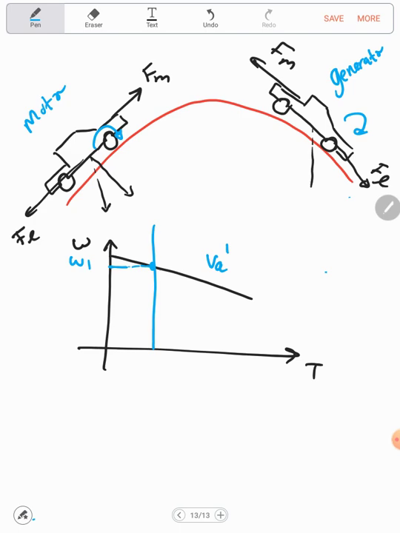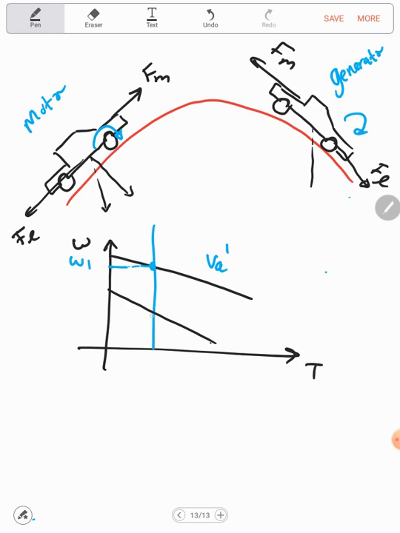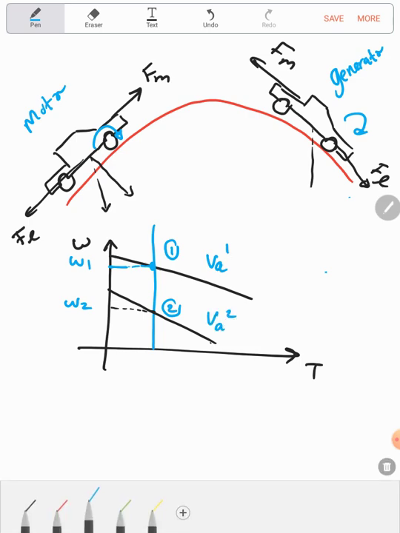So, reducing the speed means that I need to go to this voltage. Let's assume that this is the line of the voltage that I will choose in order to operate at this speed, which corresponds to omega 2. So I need to go from 1 to 2. How? By changing the voltage from VA1 to VA2. So how can I do that?